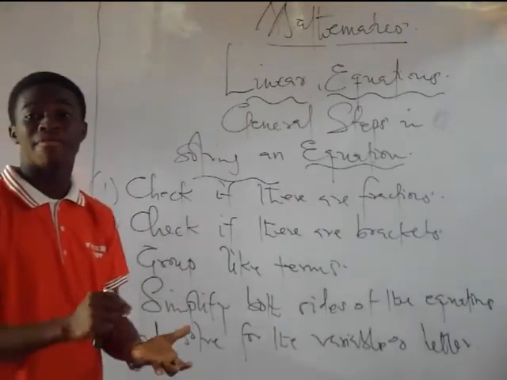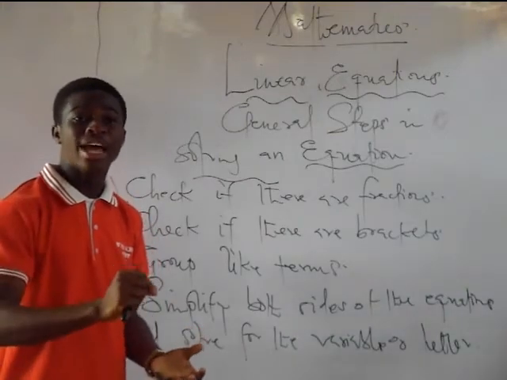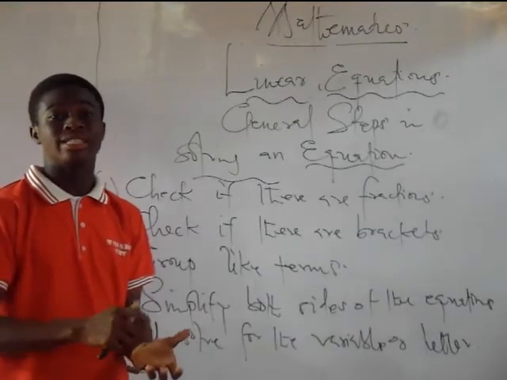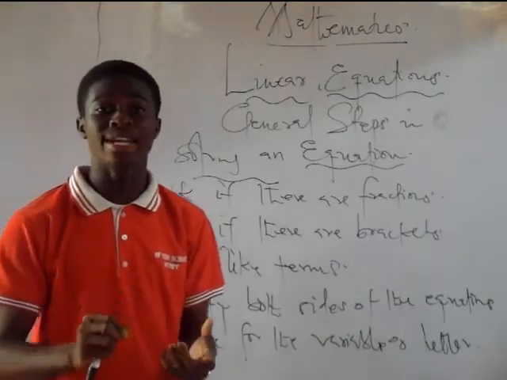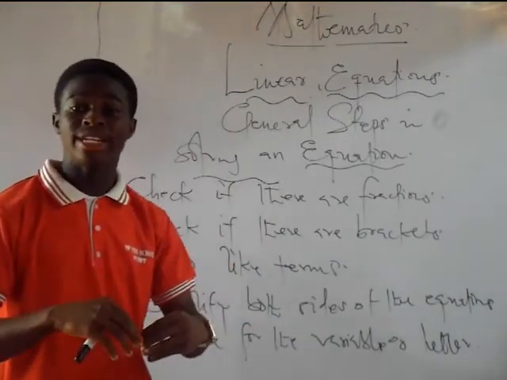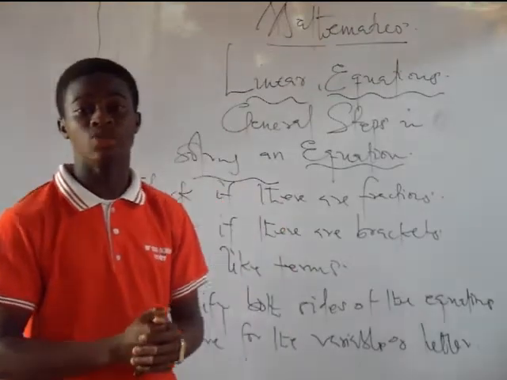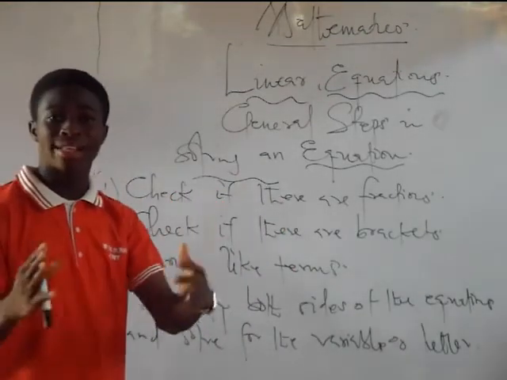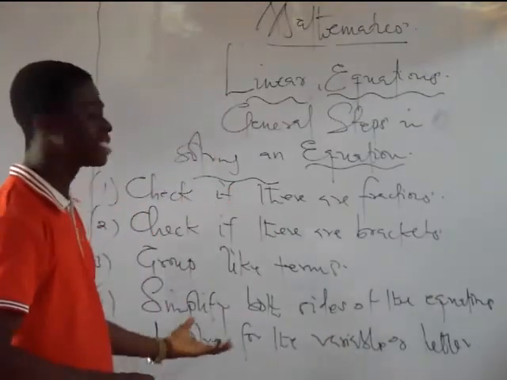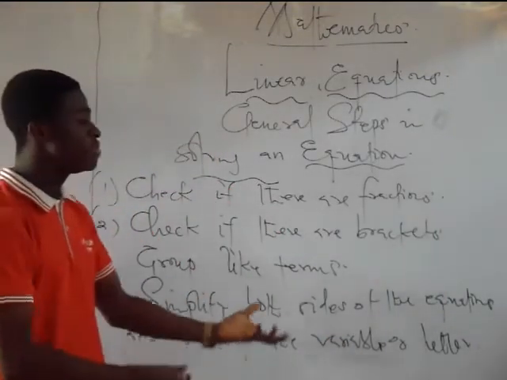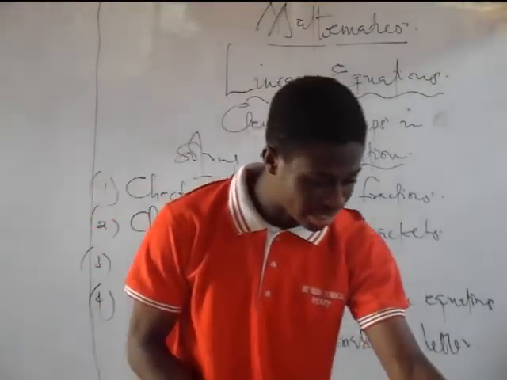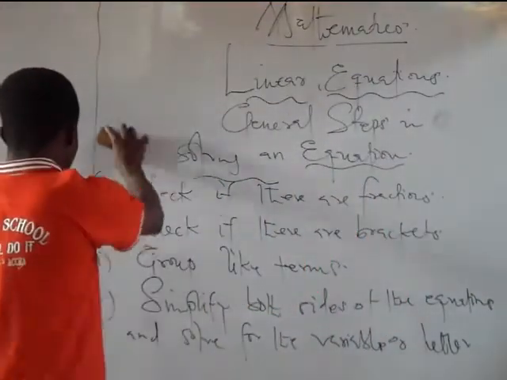First step, check if there are fractions. If there are fractions, divide the LCM through to clear the fractions. If there is a mixed fraction in it, change it to improper before you divide the LCM through to clear the fractions. Step 2, check if there are brackets. If there are brackets, remove the bracket and expand the equation. After removing it, you group like terms: the constant numbers at one side and the variables at the other side. Step 4, after grouping like terms, simplify both sides of the equation and solve for the variable letter. With these steps, let's take the first example and see how we can solve it.